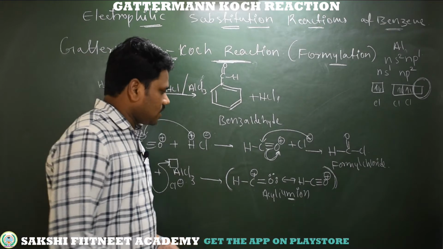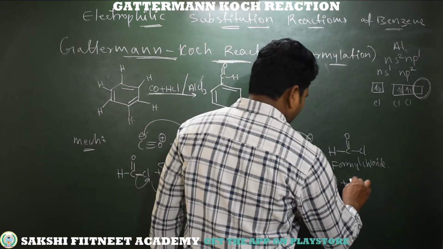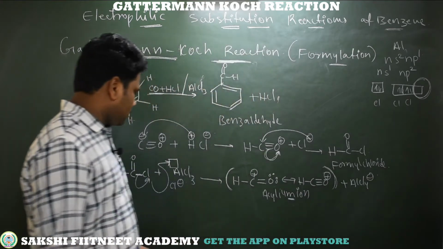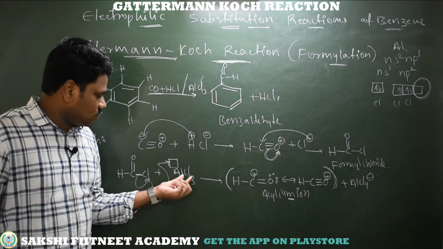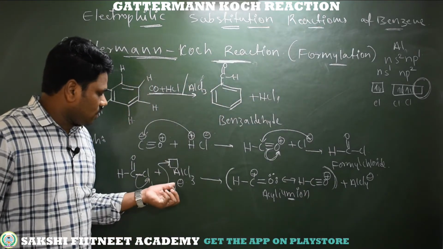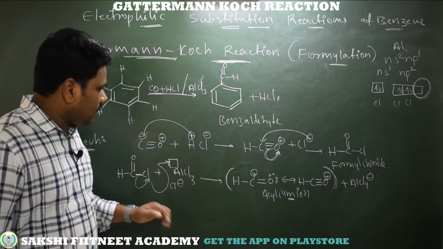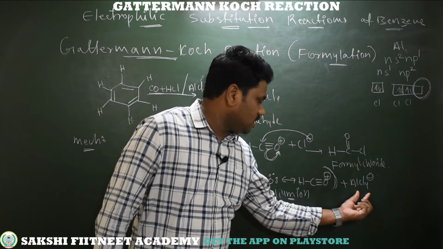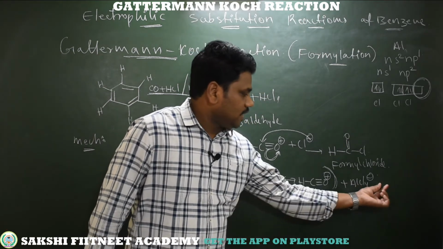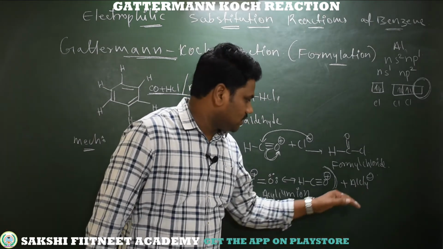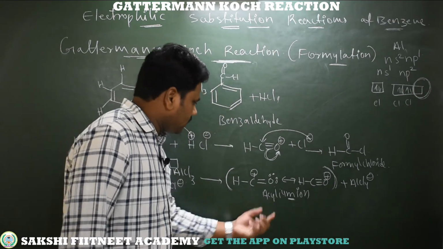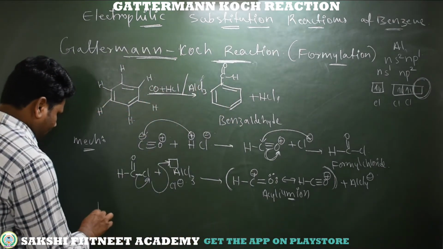So along with this acylium ion, we will get AlCl4 minus. See here, AlCl3 is neutral and chlorine comes with negative charge. Overall it gained an electron, so AlCl4 minus. This AlCl4 minus finally gets neutralized with H plus, which we will discuss in the mechanism. So this is the electrophile, and we are taking this electrophile for substitution.